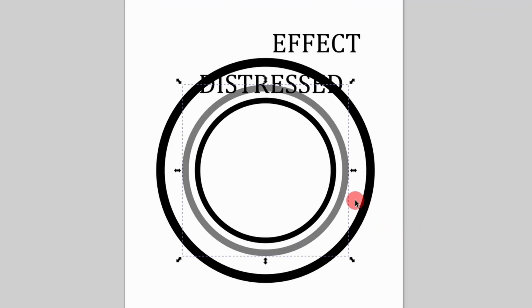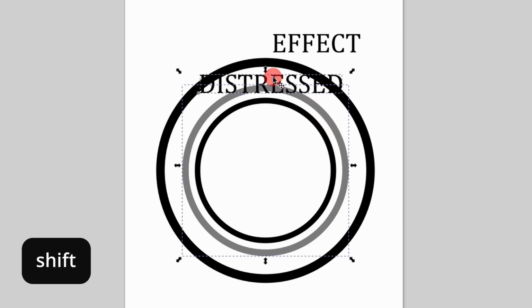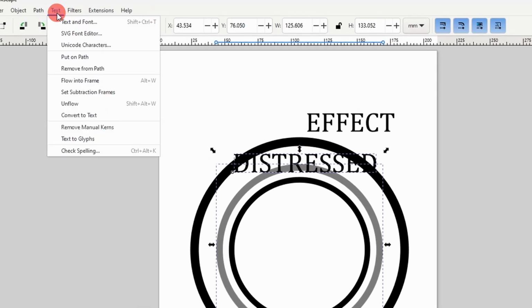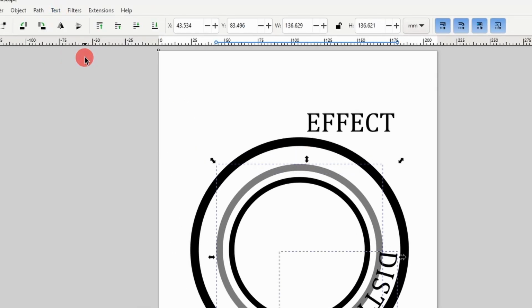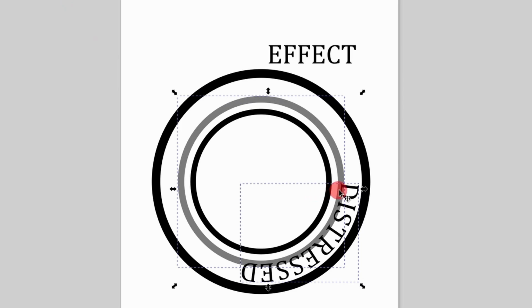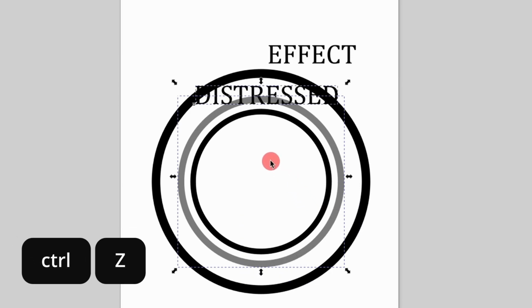Okay, now with the circle still selected, let's also select the first text object by holding Shift and clicking it. Then let's go to the Text menu and choose Put on Path. The problem we get right now is that the text isn't centered properly on the circle. To fix it, let's press Ctrl-Z to undo.